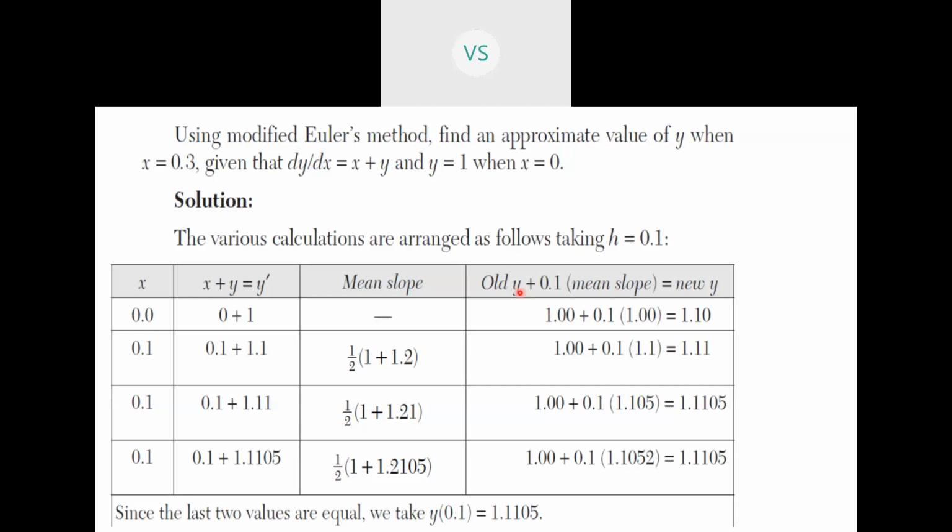Now old y means y0. What is the value of y0? y0 has the value of 1, plus h. 0.1 is nothing but h. So 0.1 into f(x0, y0), the mean slope. What is the basic function? x plus y. From this you get the value of x plus y as 1 for the initial values. So we have substituted the value of 1 over here, and we are getting 1.10.